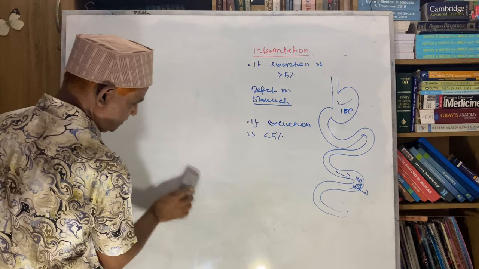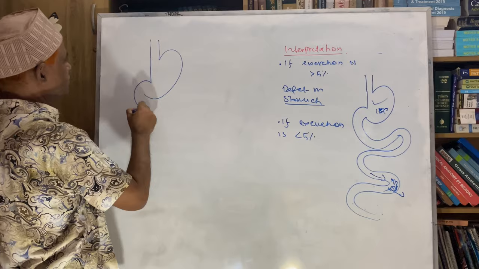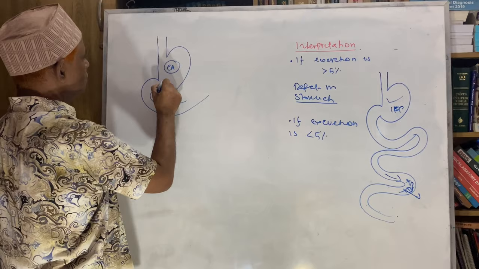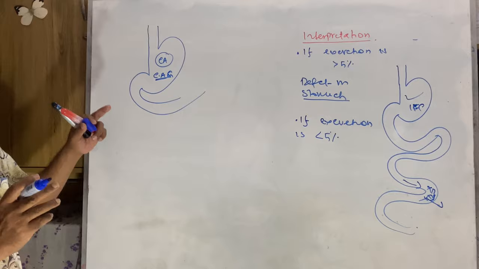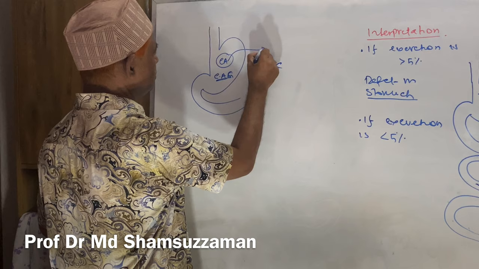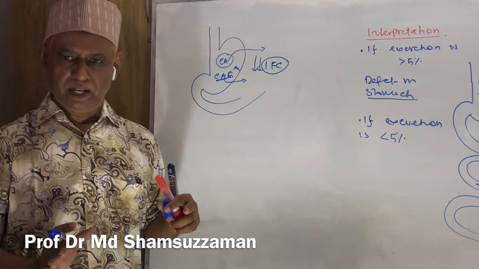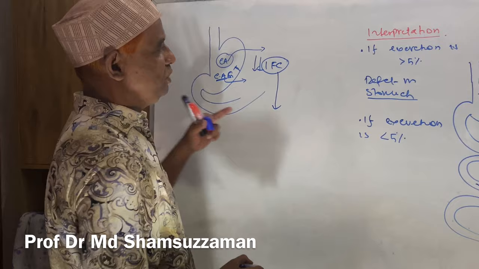Dear audience, now come to one thing. If anybody suffers from gastric carcinoma or chronic atrophic gastritis, in both cases there will be diminished intrinsic factor secretion from the parietal cells of the gastric gland. In that case there will be less absorption of vitamin B12 and it will lead to megaloblastic anemia.